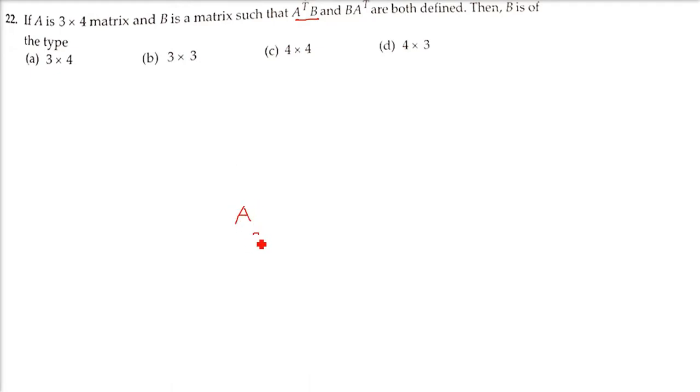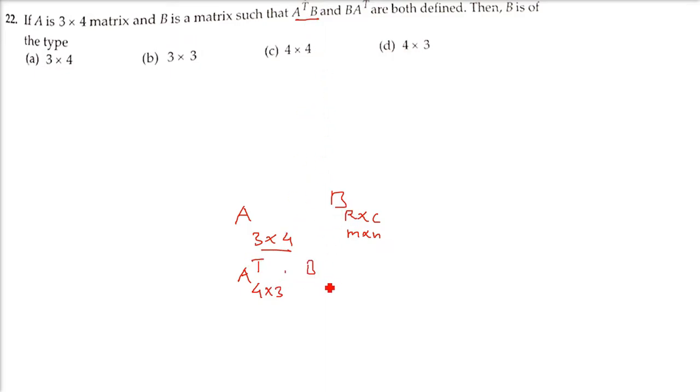Now A is given as 3 cross 4 and A transpose B is defined. So what happens in transpose? The row becomes column, column becomes row. So we assume that B is R into C, R is for row, C is for column. You can also take it as M into N. So A transpose is 4 into 3 now, because we have taken the transpose.